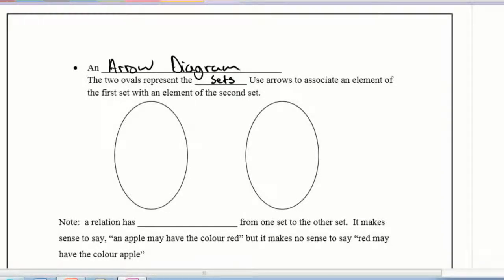So if we think back to our table, what was in the first column of our table? What were the fruits? So the fruits that we were dealing with were apple, and then we had blueberries, we had cherry, and we had huckleberries.